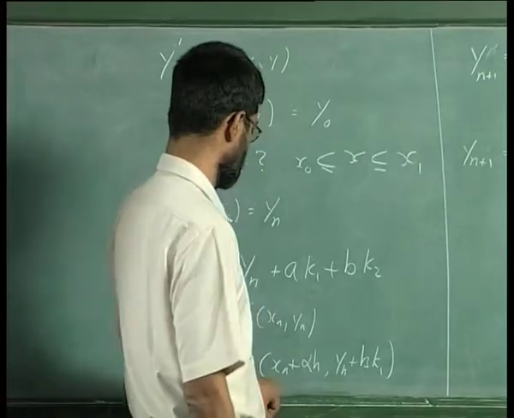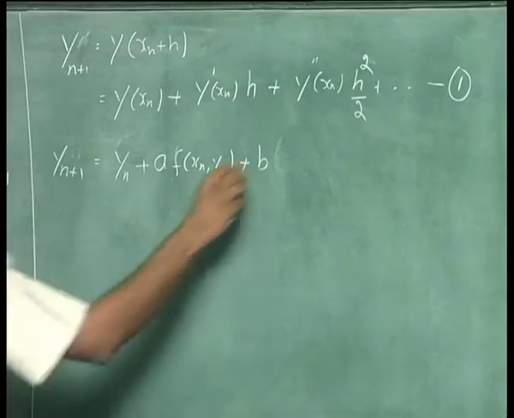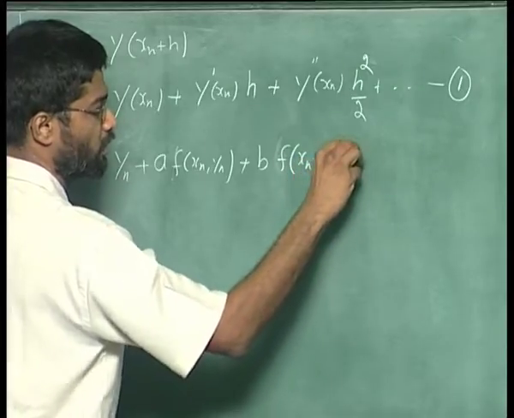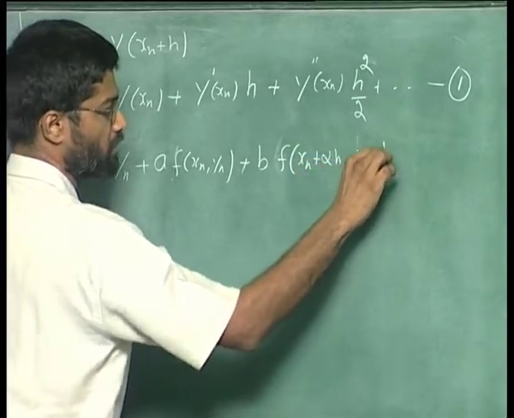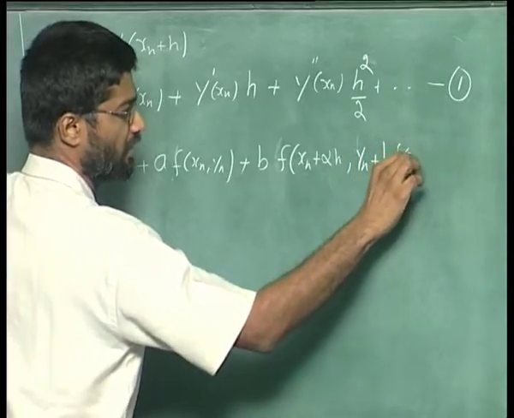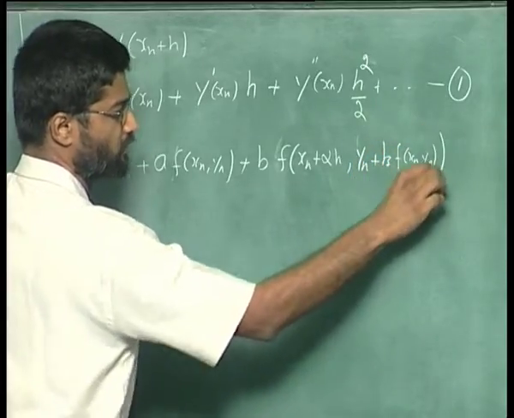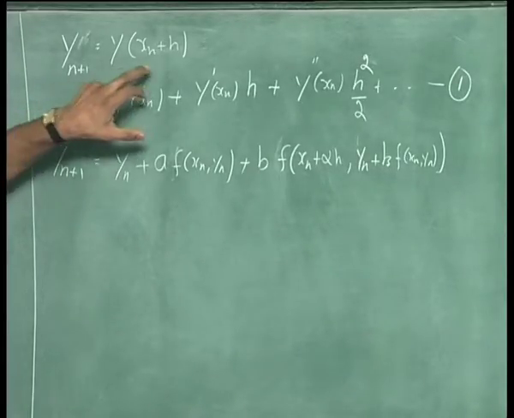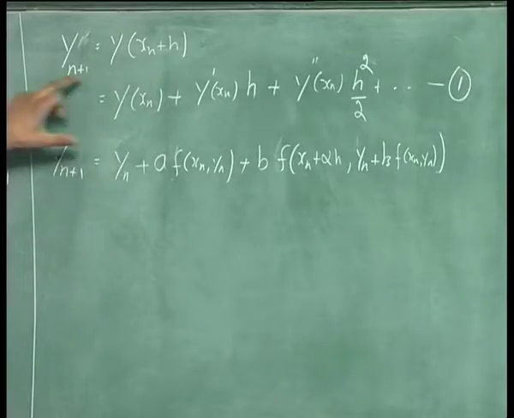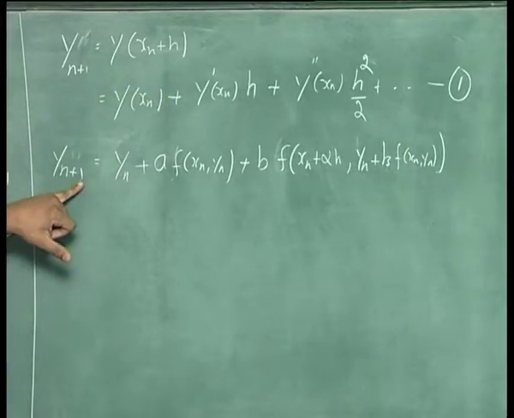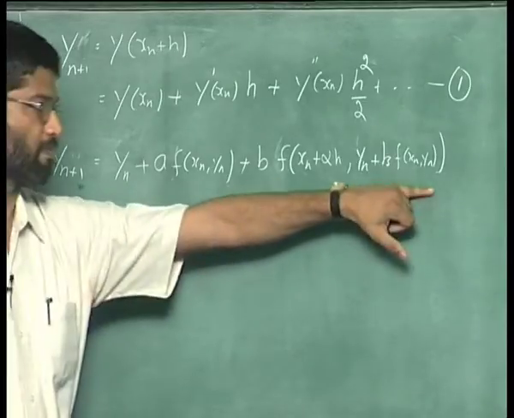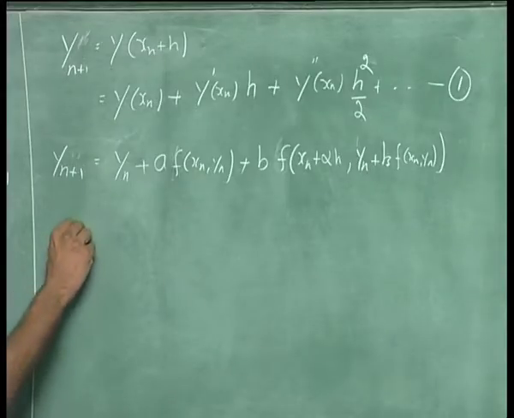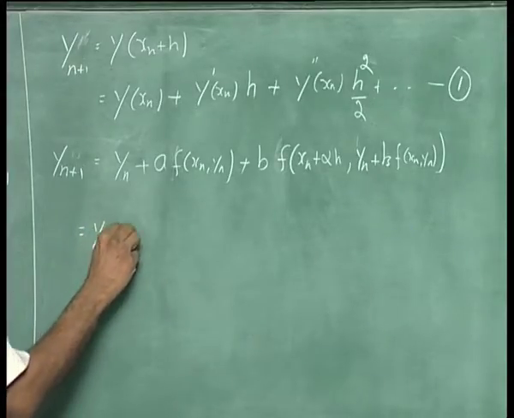Now k2 is f at x_n plus alpha h, comma, y_n plus beta f at x_n, y_n. We will call this f_n now. So what we could do is, just like we expanded the right hand side of this equation, we could also expand this function here and do a Taylor series expansion of that. So that would lead to y_n plus a f.